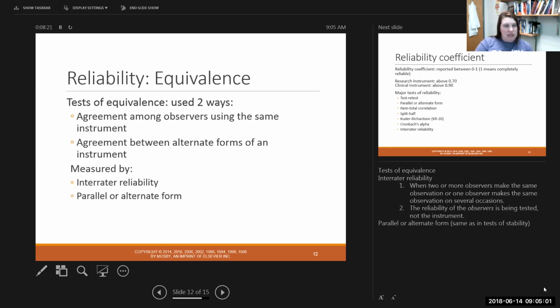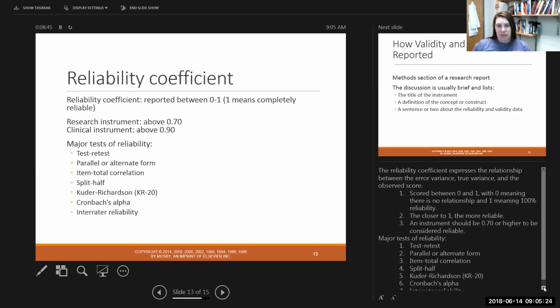Reliability: the test of equivalence. Are two things equal? You can use this in two ways. One being agreement amongst the observers that are using the instrument, and then agreement between alternate forms of instruments. You can measure this by inter-rater reliability or using an alternate form, similar to what we do with stability.